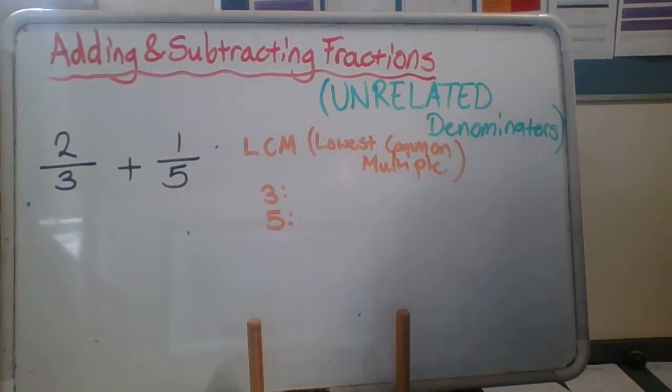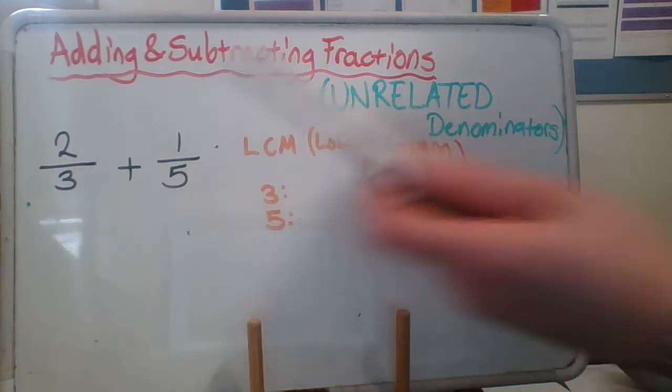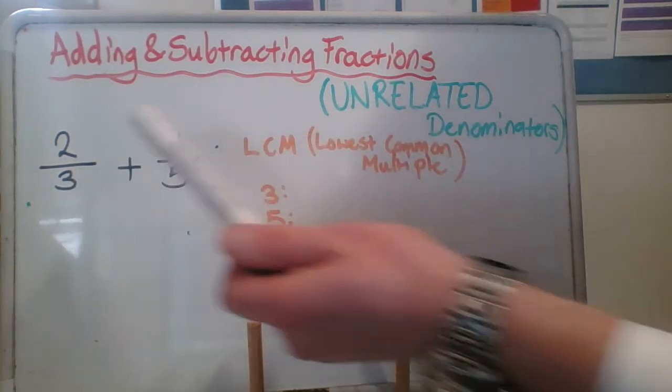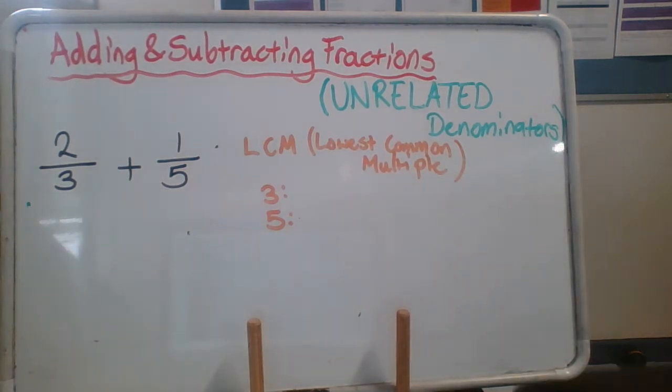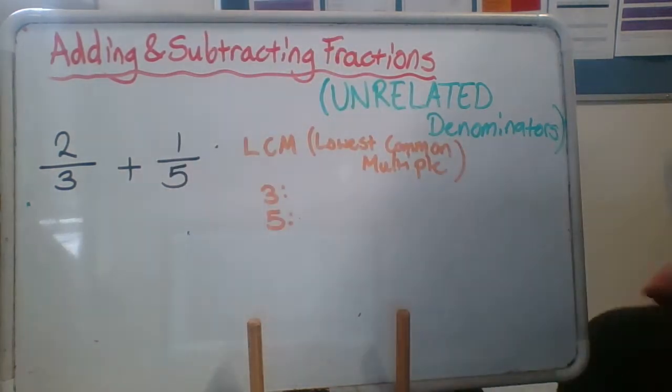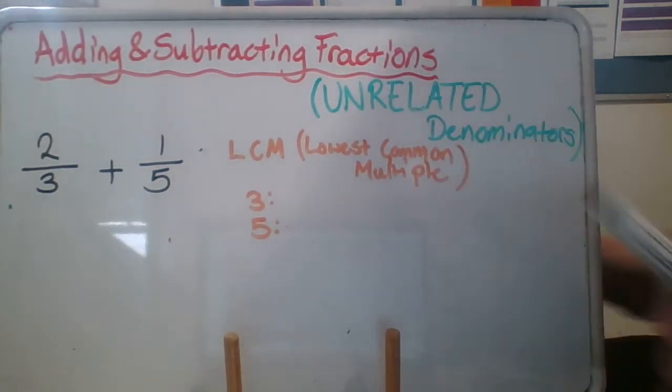Okay, so it's not necessarily as straightforward to find an equivalent fraction. For an example, this would be thirds and fifths, okay? Because doubling them isn't going to work. So we need to try and find another way to make those fractions equivalent. The way we do that is we focus on finding what the lowest common multiple is, or the LCM.